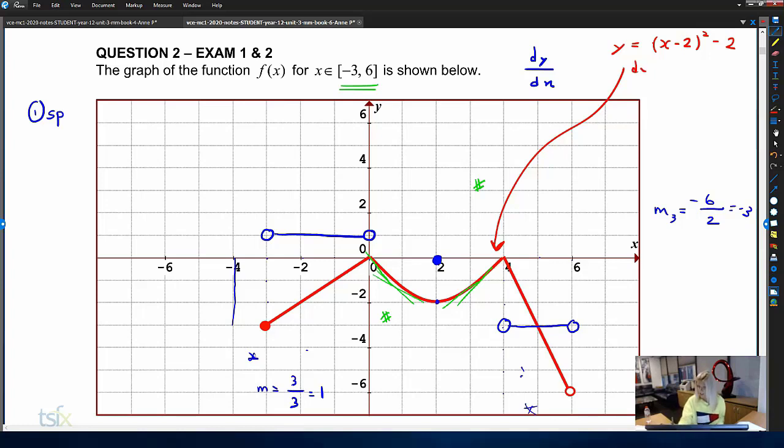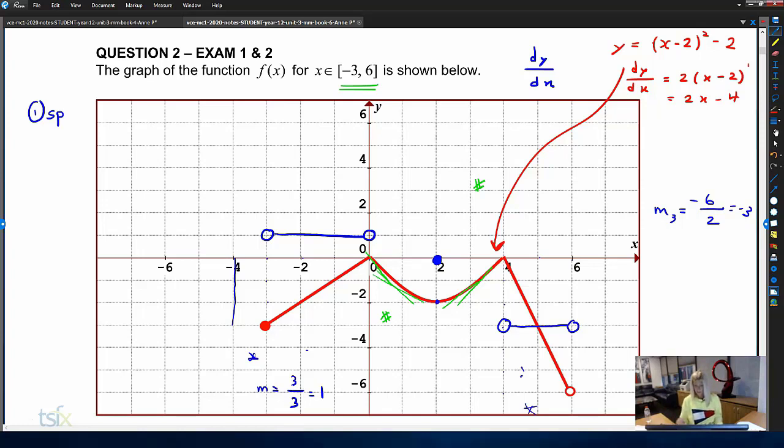And I'm going to differentiate that now to find its derivative. So that's the gradient of the tangent at any point. That's using a little chain rule. So we've got 2 times x minus 2 to the power of 1 times the derivative of the inside, but that's just 1. So this gives me 2x minus 4.